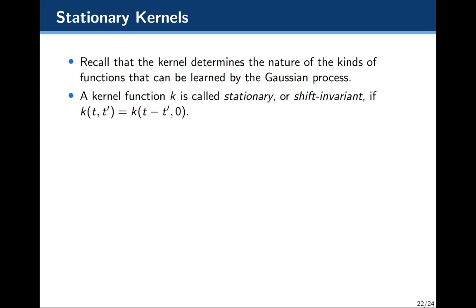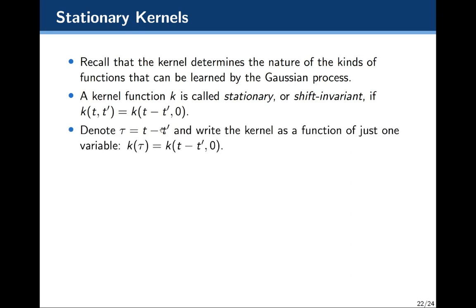And so one particular type of kernel is called stationary or shift invariant. And basically what a stationary kernel means is we can write our kernel, which is normally a function of two values, as just being a kernel which is a function of the difference between those two values. So we could introduce some new variable, which is this difference, and say our kernel is actually a function of only one variable, which is the difference of those two initial ones.